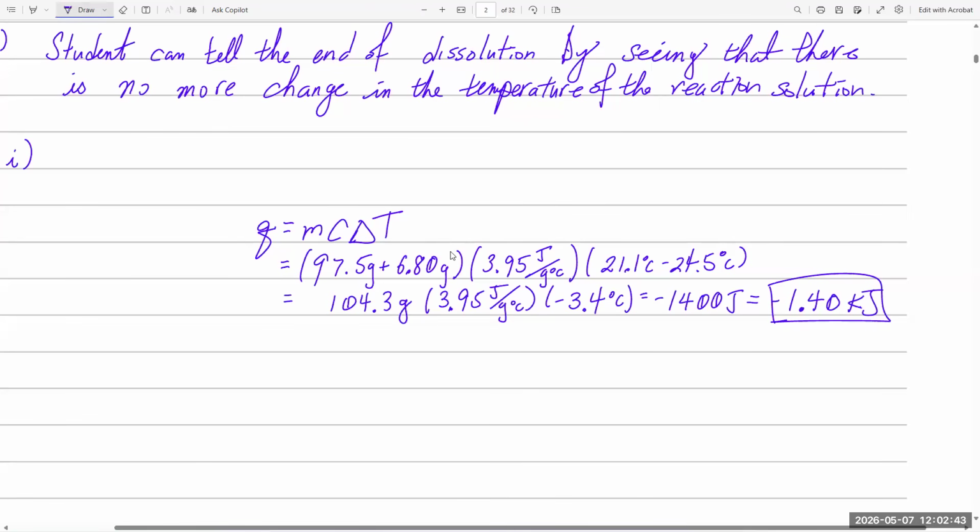All right, let's go to Roman numeral 2. What does the Roman numeral 2 ask of us? It says, calculate the value of the molar enthalpy of solution in kilojoules per mole for KCl, given that 0.0912 moles of KCl was dissolved. That's the amount that was dissolved to get us that 1.4 kilojoules, right? Show the work that leads to your answer, include the sign with your answer.